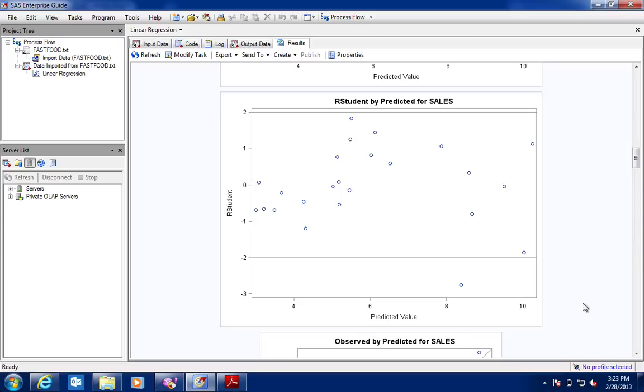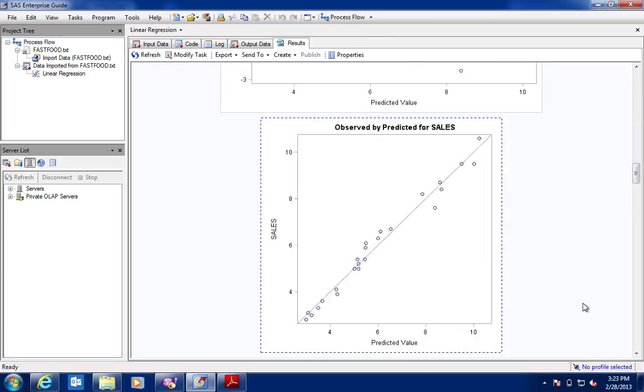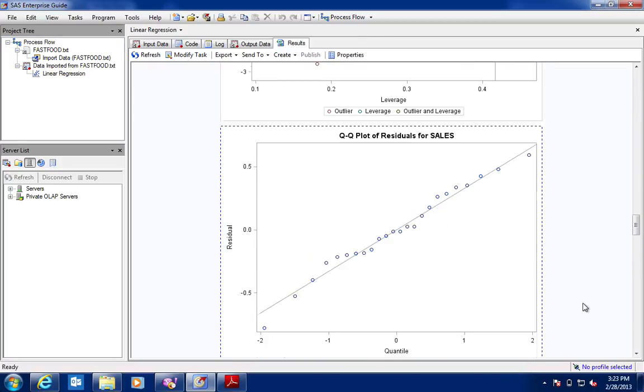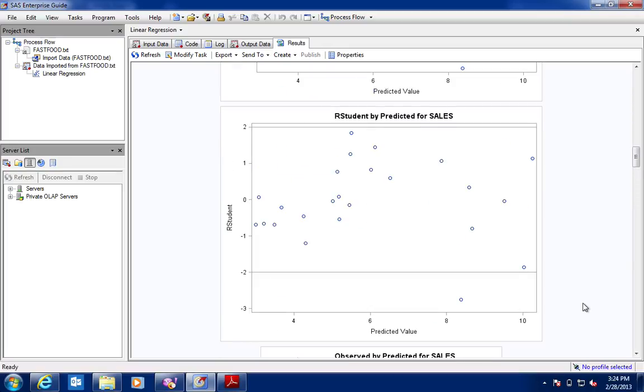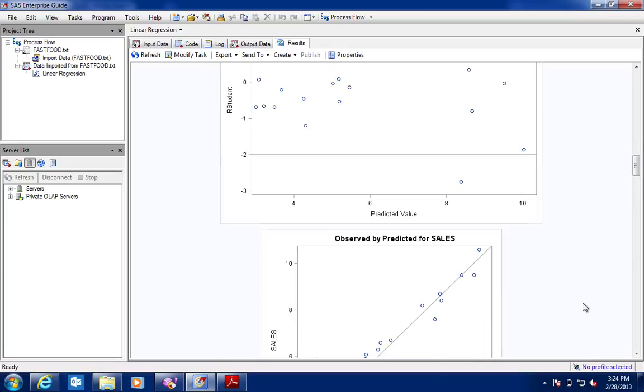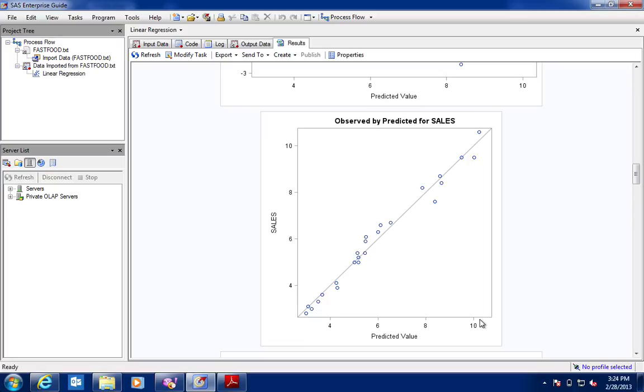So if you go down, this is the sales versus predicted value. This is the one that does not depend on residual, but if the points are close to the line, y equal x, means the model is good for prediction, right? Means the observed value and the predicted value are equal. Then y equal x, right? Okay. So this is another graph.